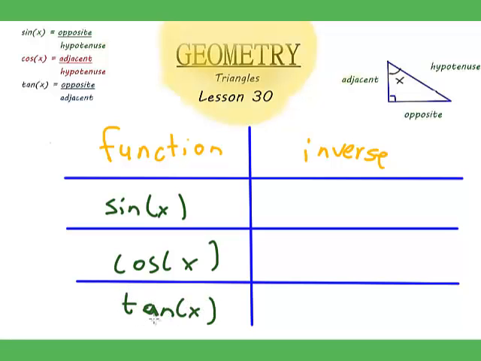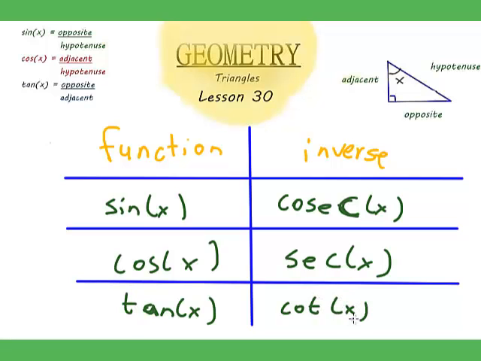So the inverse of sine x is 1 over sine x, which is cosec x. And then the inverse of cos x is sec x. And finally, tan x's inverse is cot x. I shouldn't write inverse here, because sometimes it's a bit confusing. I should write reciprocal, but never mind.